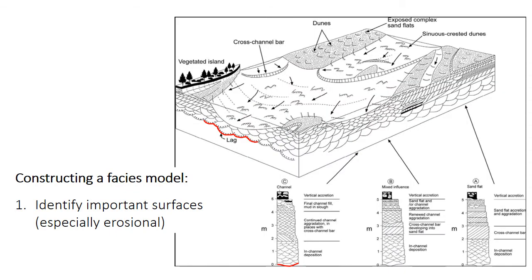When constructing a facies model, the first step is to identify erosion surfaces, especially those erosional surfaces within the sedimentary succession. As I just said, that's really important because Walther's law won't apply to facies separated by significant erosion. And even though one is on top of the other, they may not represent laterally adjacent depositional environments.